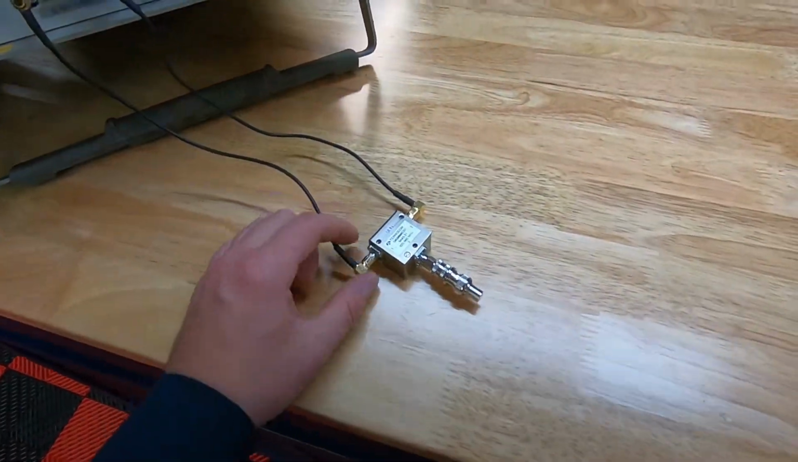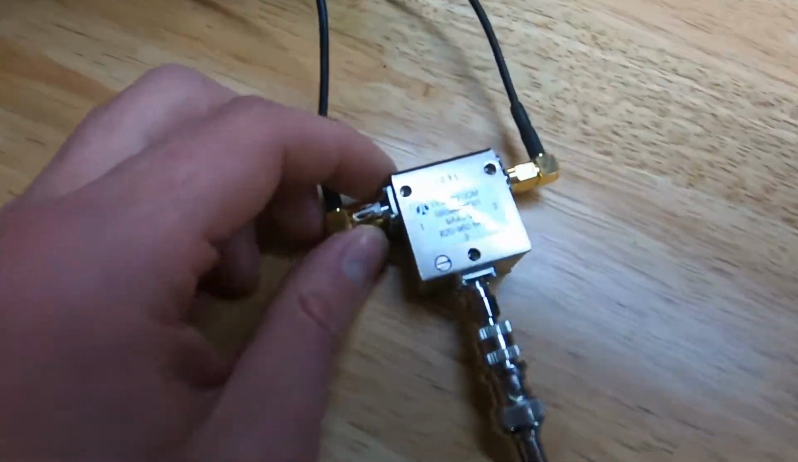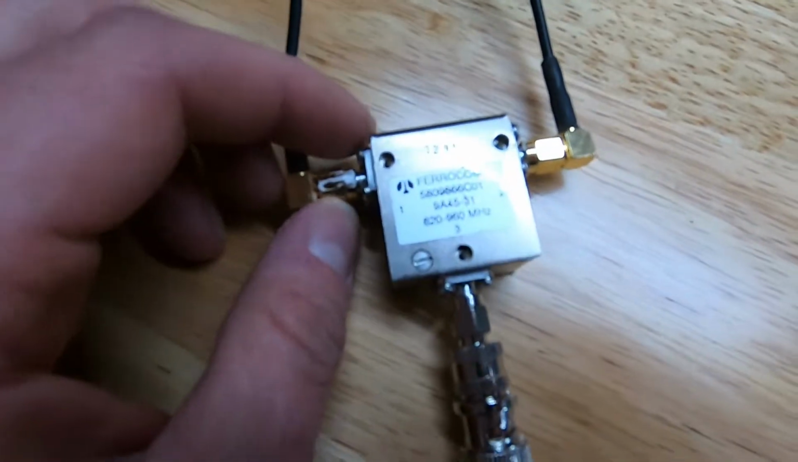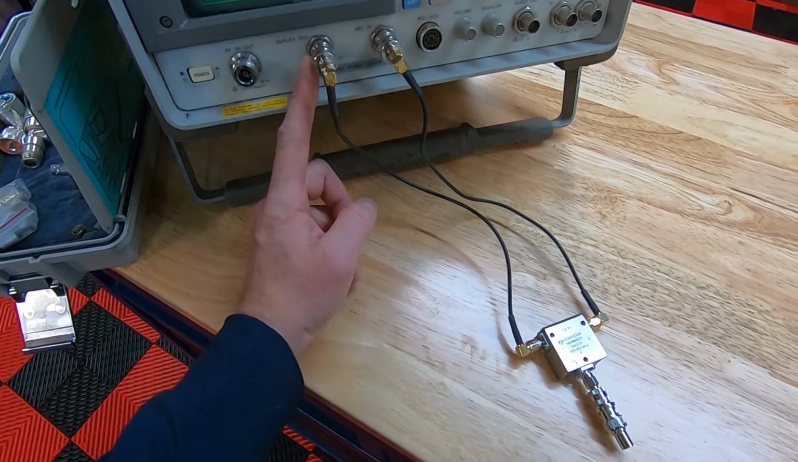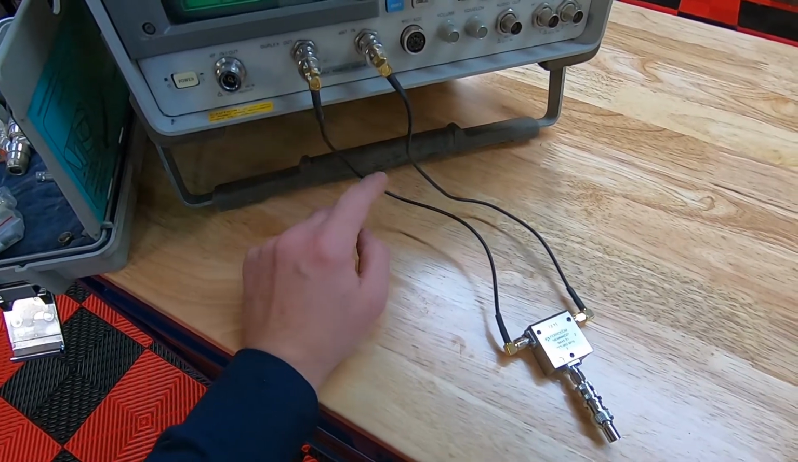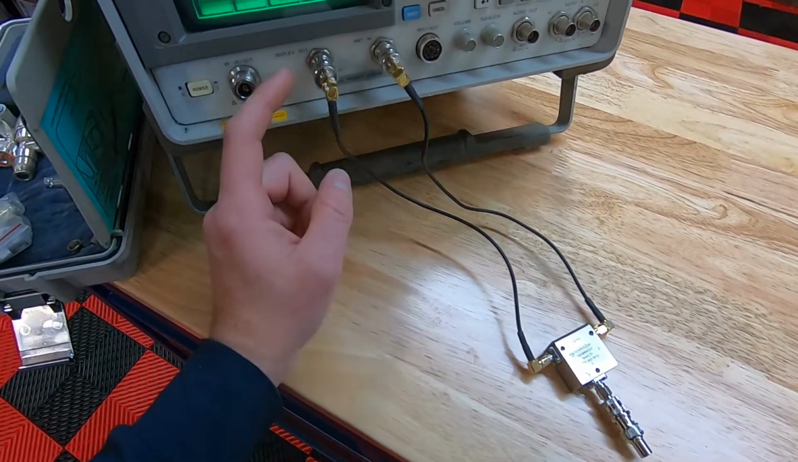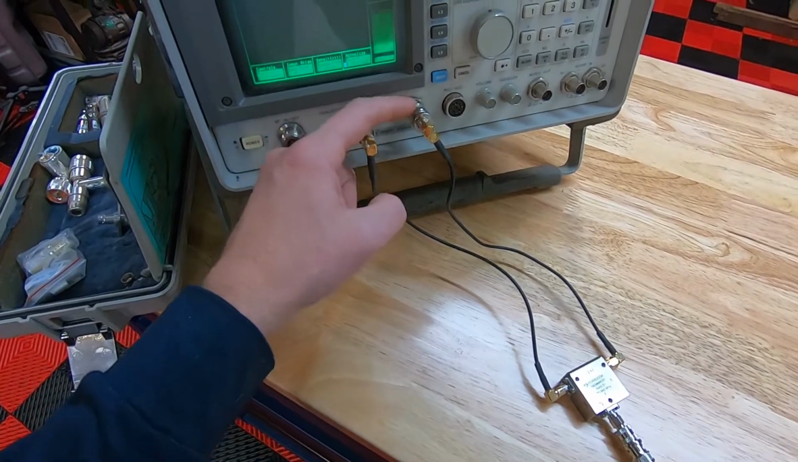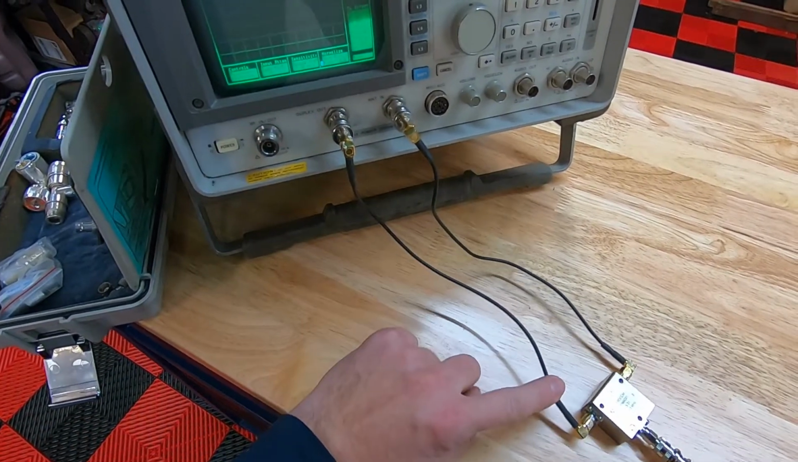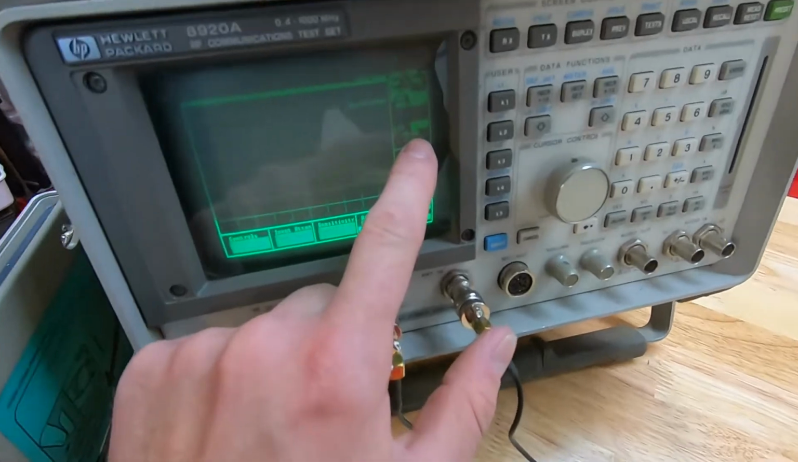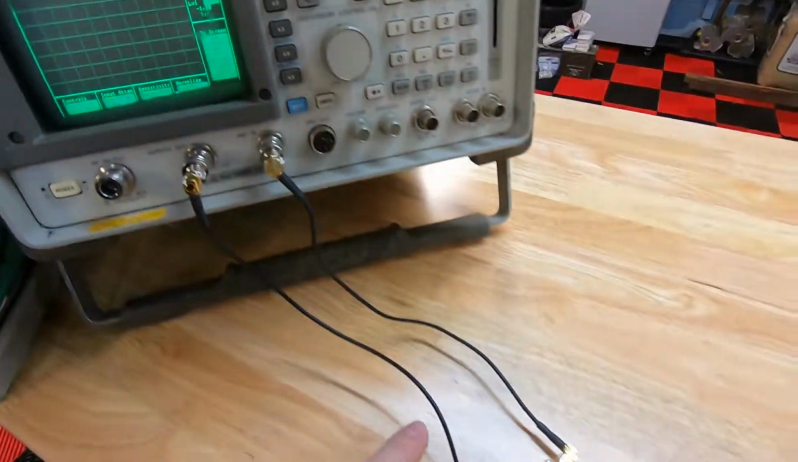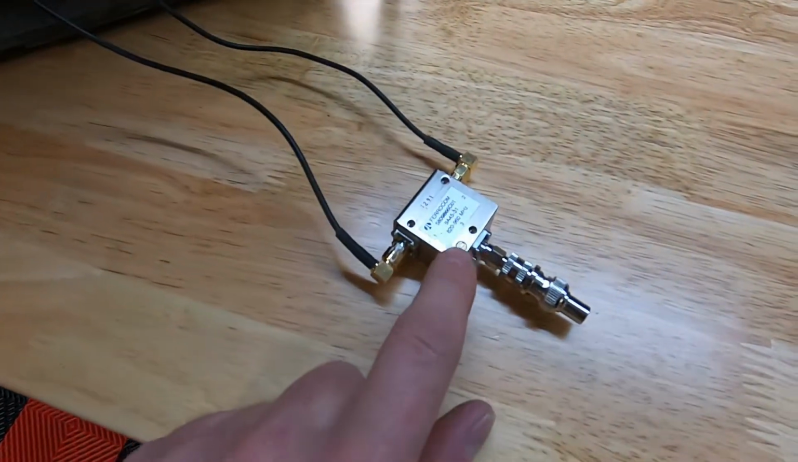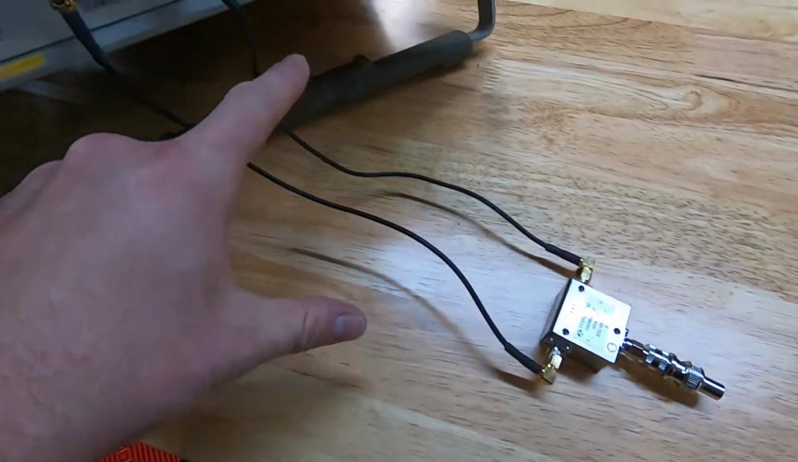Alright, here we're checking the insertion loss of this circulator that I have here. I've already gone ahead and normalized one of the cables, this guy right here, between here and here, normalizing with these adapters and this cable. So this loss figure that we see right here is the loss of the circulator and this cable.